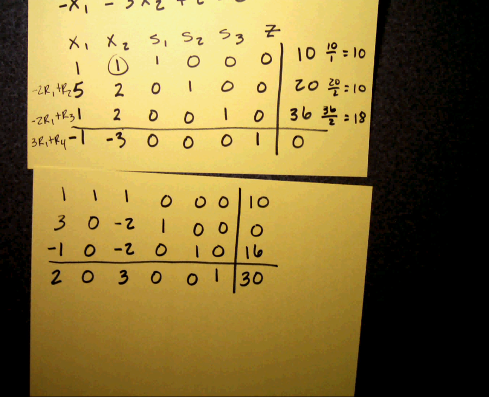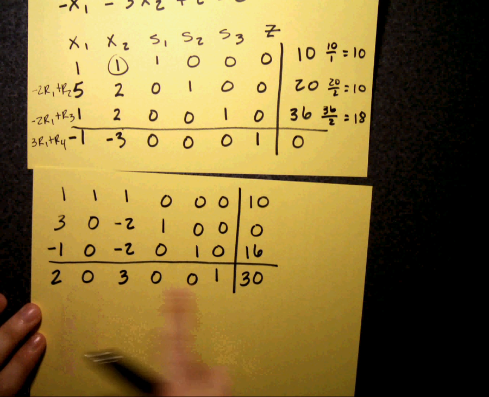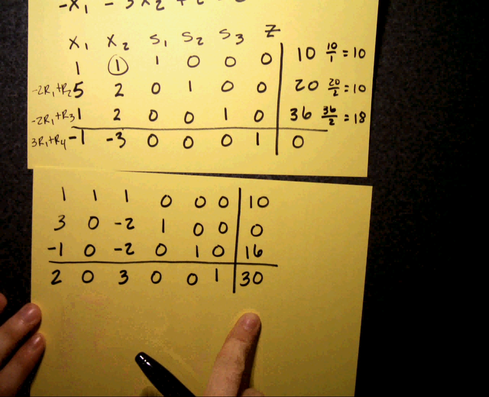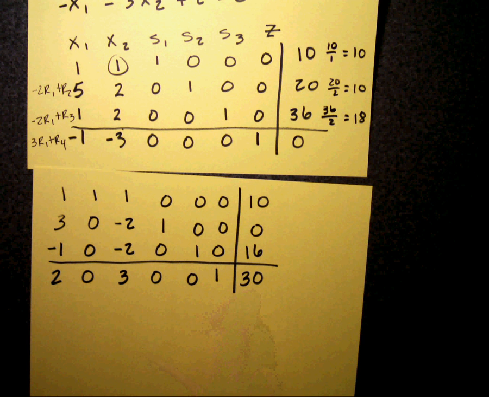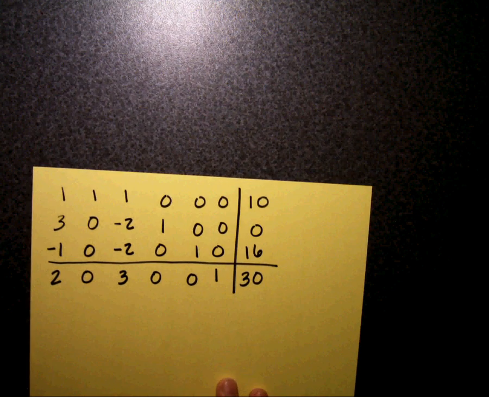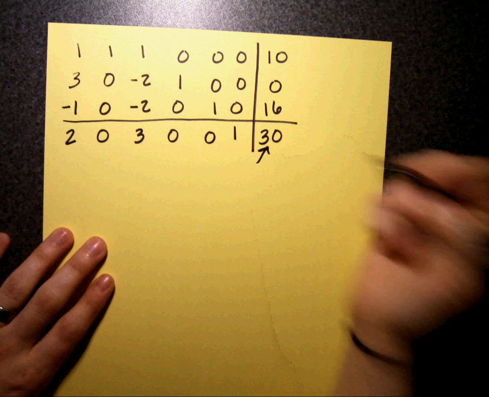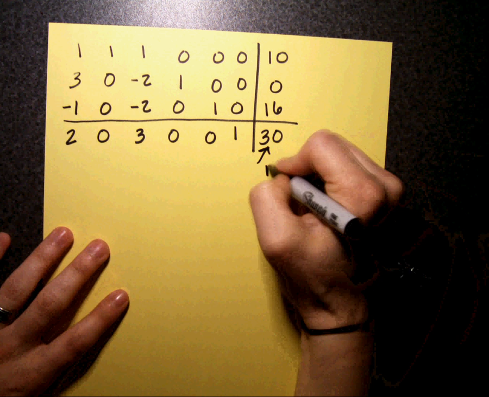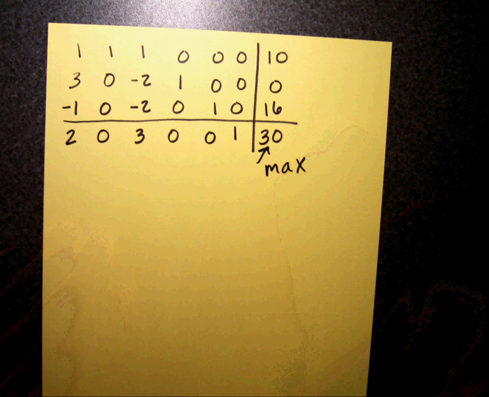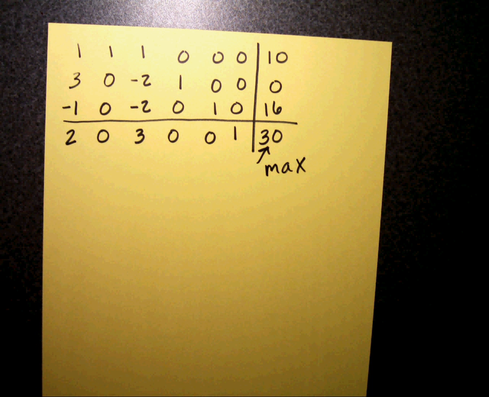We're good? All right. So remember that our goal is, if at all possible, to force all of the numbers in the bottom row to be positive. And we've done that. So we're done. We actually have a maximum value for z. And remember that my maximum value is right here. I know that z must be 30. And now we want to figure out what x1 value, what x2, what s1, s2, s3 is going to allow me to have this maximum value for z.